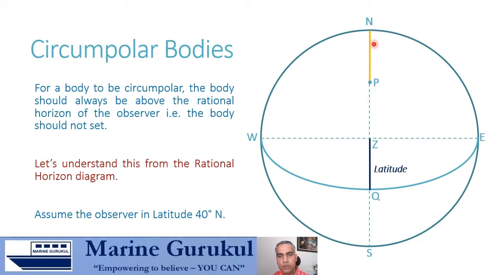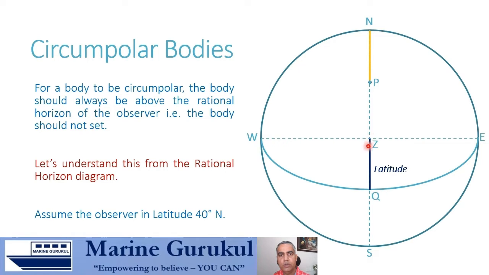Now the N point is 90° away from the Z point, from the zenith, because every point on the rational horizon is 90° away from the zenith of the observer. Similarly, the P point, which represents the pole, is 90° away from the Q point, which is the equinoctial. So P to Q is 90 degrees, that is pole to equinoctial. N to Z is 90 degrees, that is rational horizon to zenith.